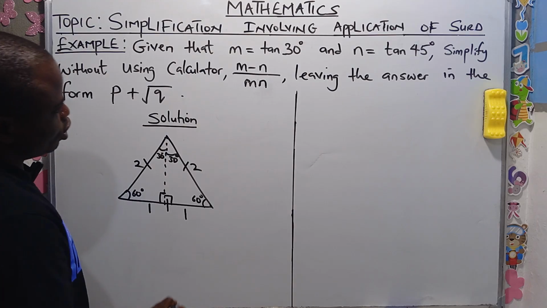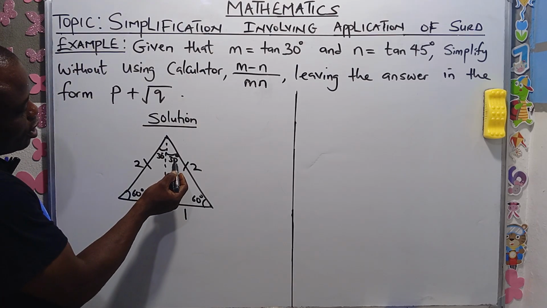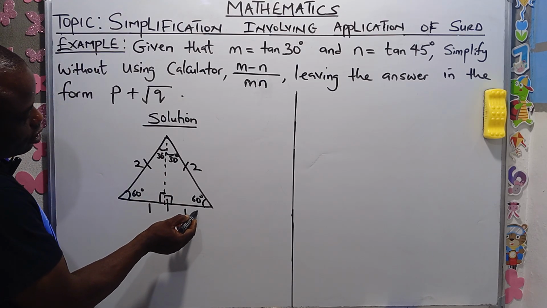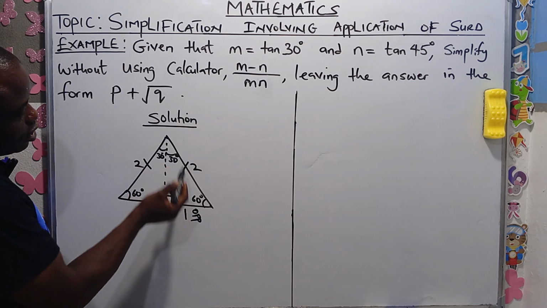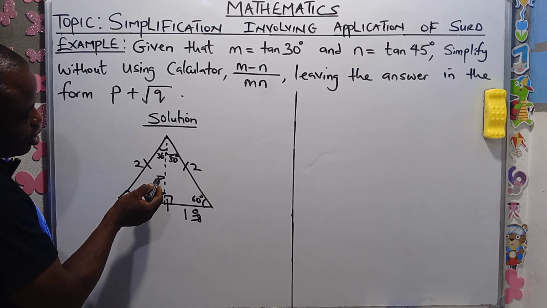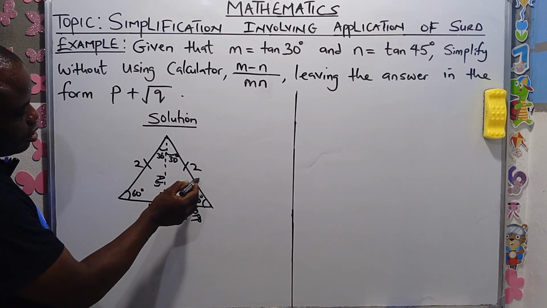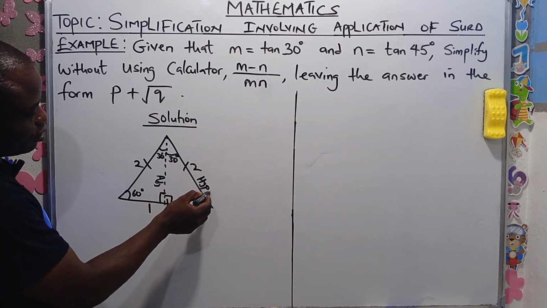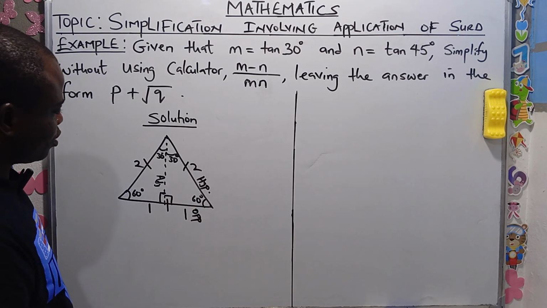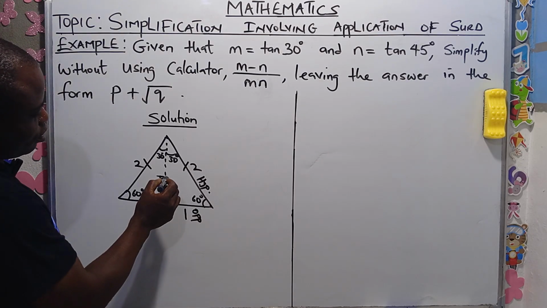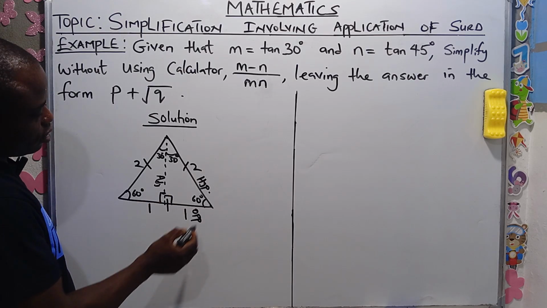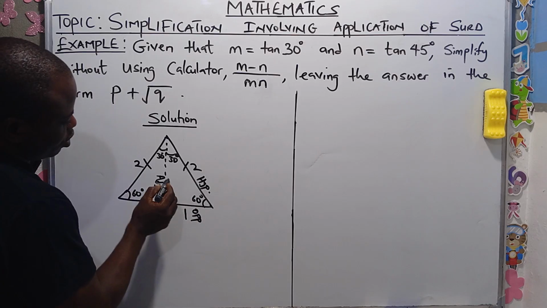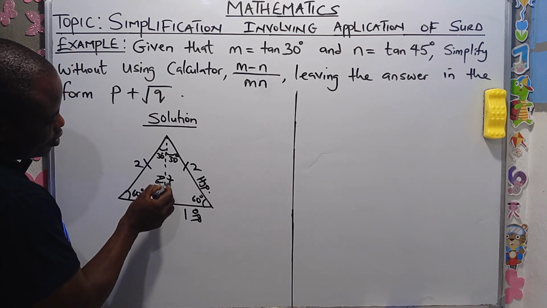Okay. Since we need angle 30, this side will be opposite to the angle 30 degrees. This is the adjacent, this is the hypotenuse. We don't know the adjacent. How do you get the adjacent? Use Pythagoras theorem. Take this adjacent to be x.